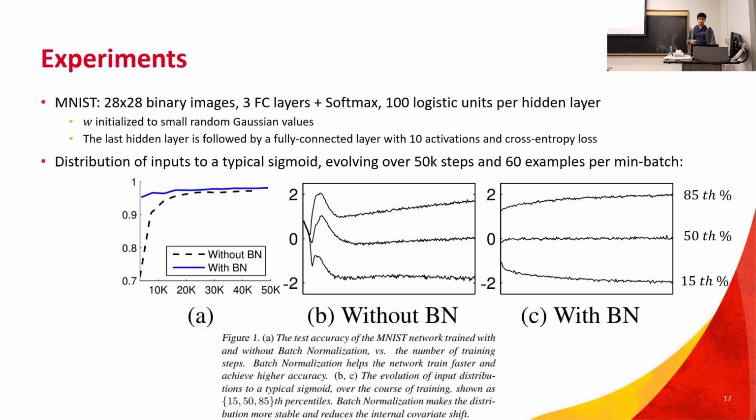The second figure is without batch normalization, and that's the evolution of input distributions to a typical sigmoid over the course of training. We can see that it fluctuates a lot, and that slows down the training. It's not stable, and that's the effect of internal covariate shift. But with batch normalization, we can see that it's really stable here. These are the 15th percentile, the 50th percentile and the 85th percentile. And that reduces, not solves, the internal covariate shift.